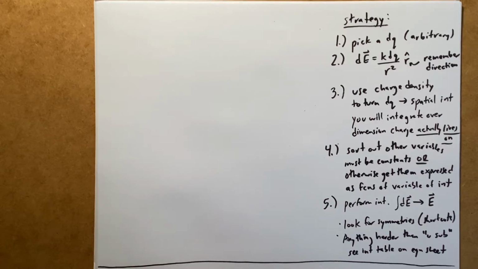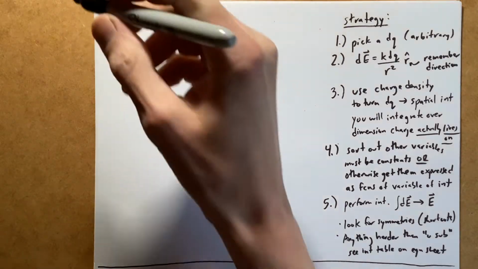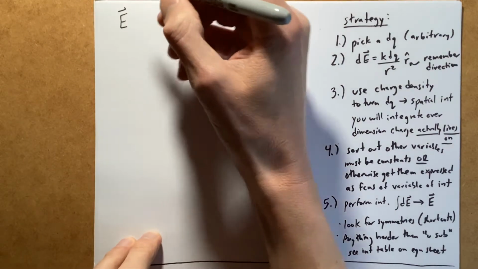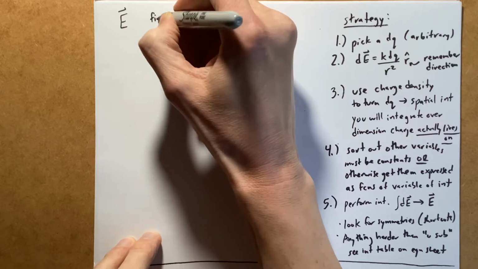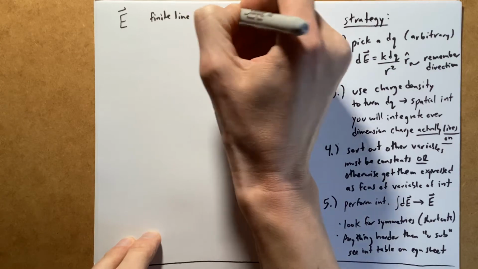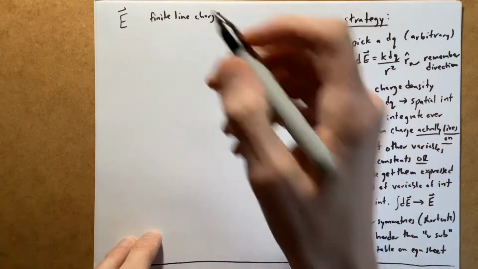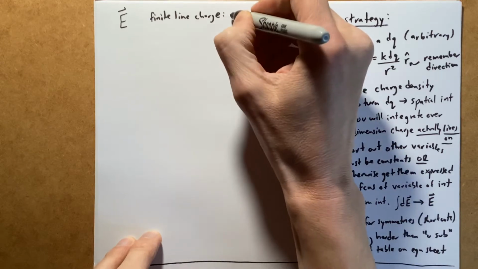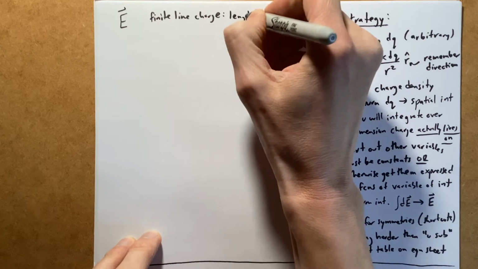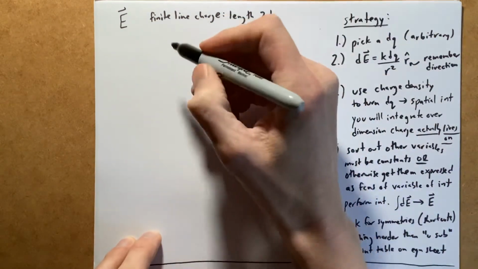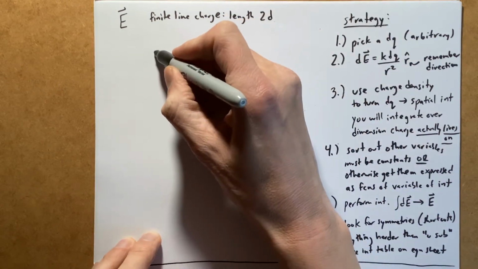Okay, so this is going to be our first integration of a continuous charge distribution, and we are going to find the electric field of a finite line charge. So what I mean is that it has a length. It is of length 2D, and you'll see why I would define it that way in just a little bit.